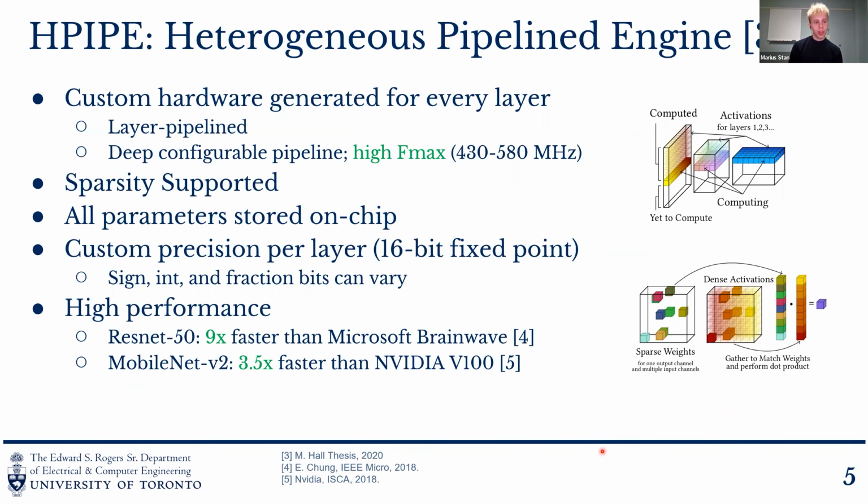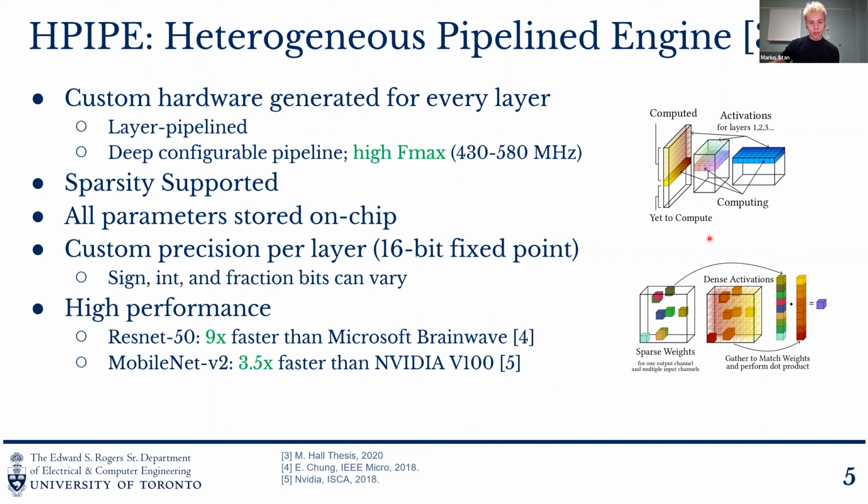HPIPE is a data flow accelerator, which we build upon in this work. You may have heard about it from previous Crossroad seminars, but I'm just going to provide an overview in case you're not familiar. HPIPE generates custom hardware for every layer. It's layer pipelined, meaning we don't have to wait for the previous layer to complete before starting the computation on the next layer. And it has a deep configurable pipeline, meaning we achieve a high Fmax of up to 580 megahertz on some designs.